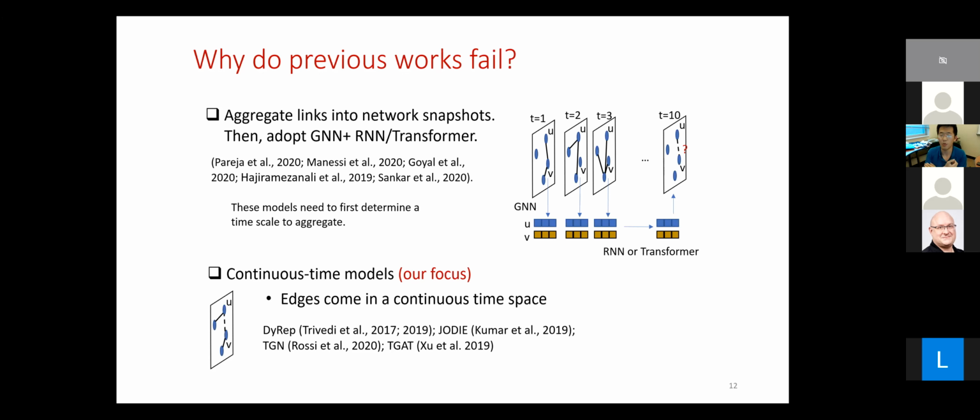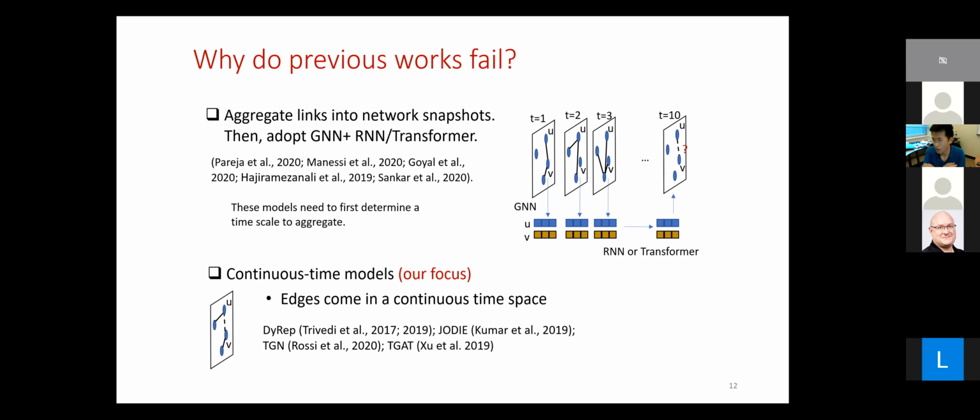We focus on another setting, so we will not do this snapshot aggregation, though our later analysis can still be applied to the network snapshot setting. Our focus will be the continuous time model. You can view what you observe as a sequence of edges appearing in a continuous time space. Indeed there are a few works on this, but they have some issues in solving this previous problem, or inductive representation learning of a temporal network.